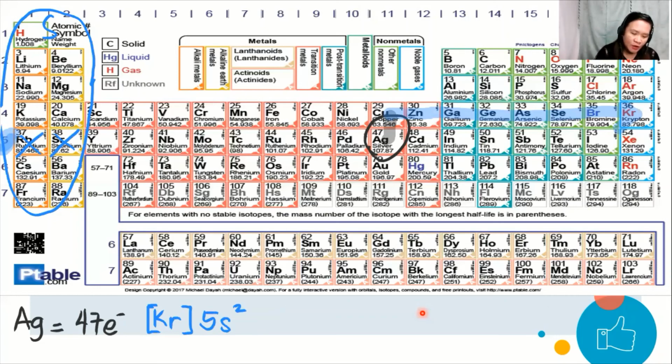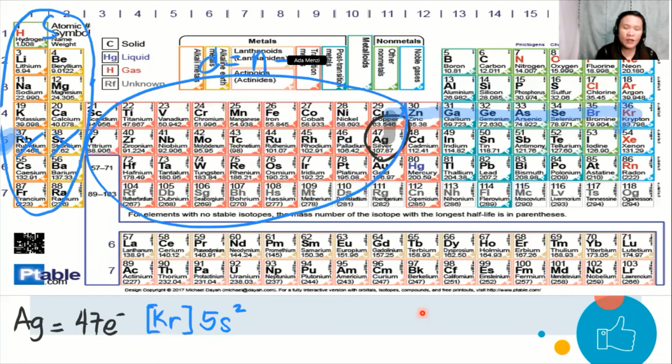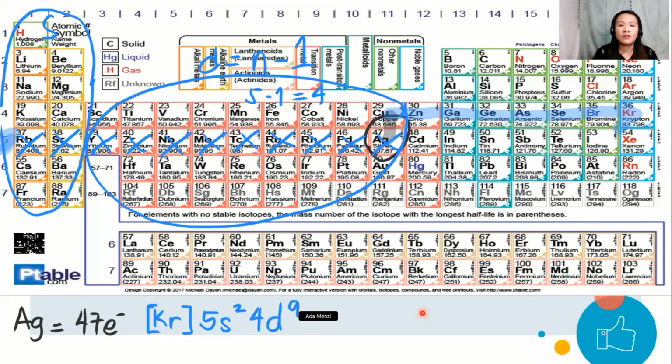Okay, next we go to the D block. And again, as we have mentioned, for the D block, that is n minus 1. Since n is 5, minus 1, instead of writing 5, we write 4. So that will be 4d. And then we count how many electrons it has: 1, 2, 3, 4, 5, 6, 7, 8, and 9. And so for silver, the electron configuration will be krypton 5s2 4d9.